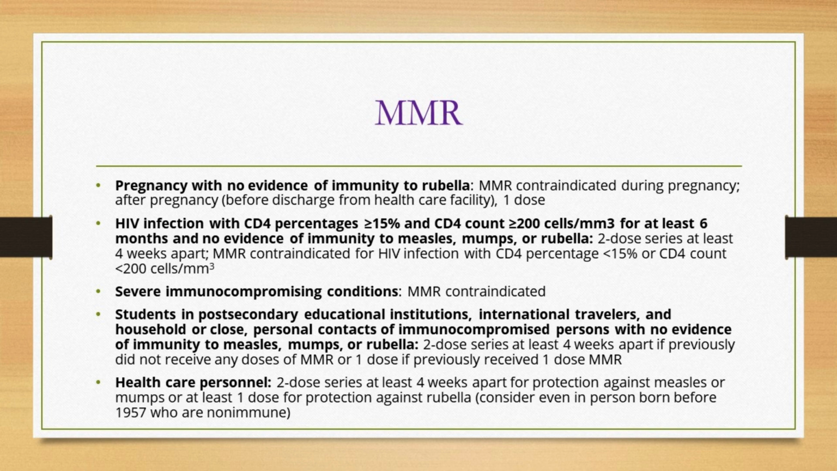Similarly, students in post-secondary educational institutions, international travelers, and household or close personal contacts of immunocompromised persons with no evidence of immunity to measles, mumps, or rubella are also given a 2-dose series at least 4 weeks apart if previously they did not receive any dose of MMR, or 1 dose if previously received 1 dose of MMR. In cases of healthcare personnel, a 2-dose series at least 4 weeks apart for protection against measles or mumps, or at least 1 dose for protection against rubella is considered. And this is considered even in persons born before 1957 who are non-immune.